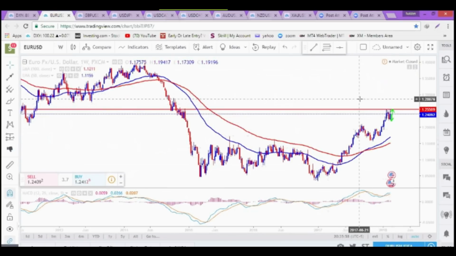Even I'm looking at 1.2867 or even 1.30, which looks very easy for Euro USD now. Yes, that's correct.